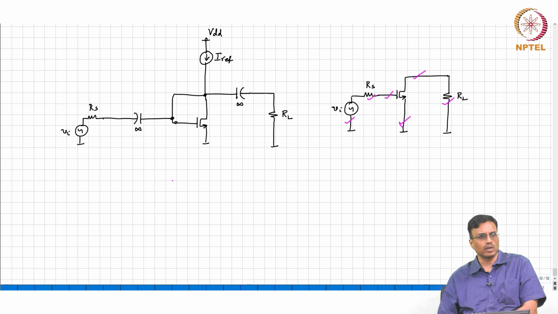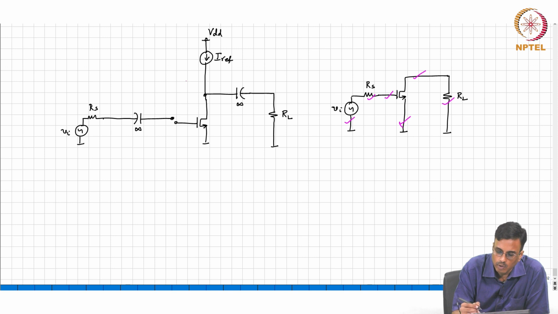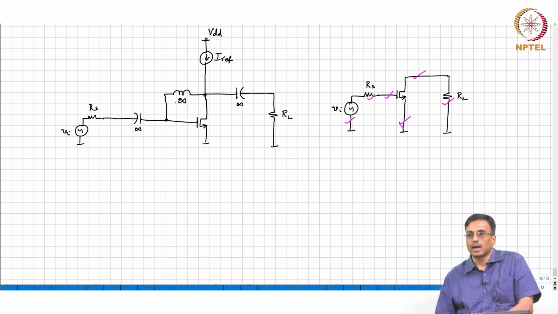We can do multiple things. What do you think we could do? Yeah, well, one way of doing it is to put an infinite inductor, and that is basically a short for quiescent signals and an open for incremental signals. That will work, but it's not terribly practical because the size of the inductor has to be very large, which makes it very bulky.